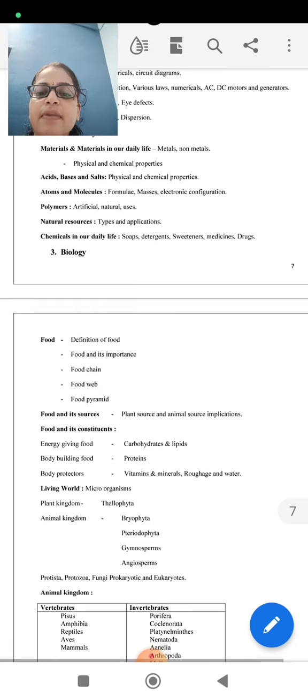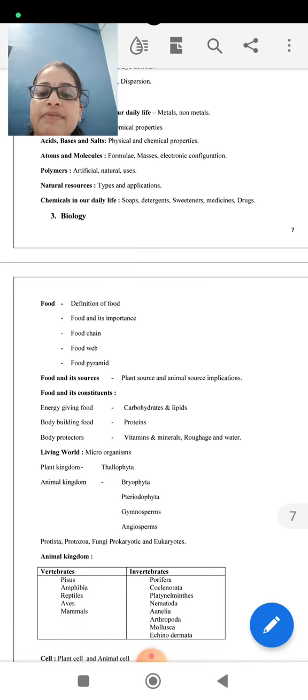In biology, we have a major topic, that is the living world. This is the biggest topic in biology. In the living world, we are learning the different classifications of the living world. We have five types of classification. I mean, we have five kingdoms in the living world.